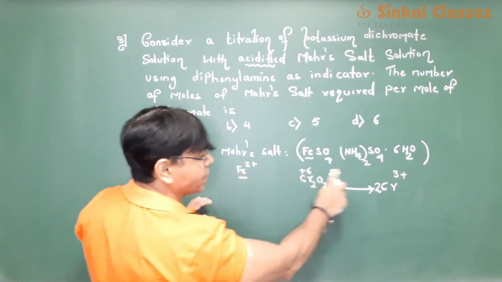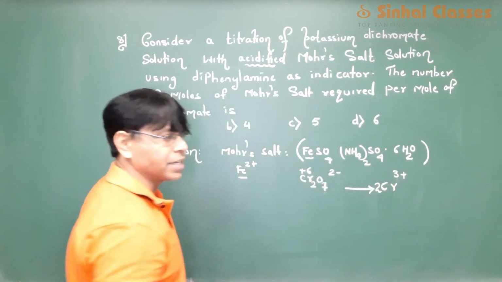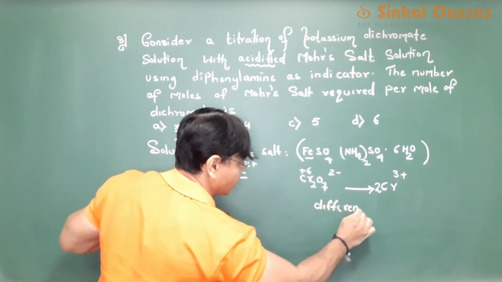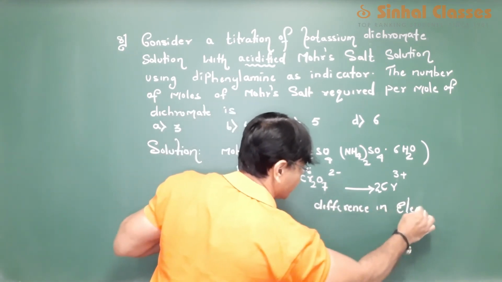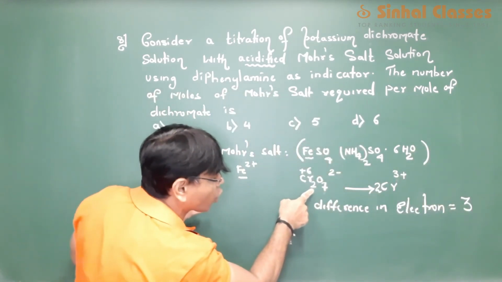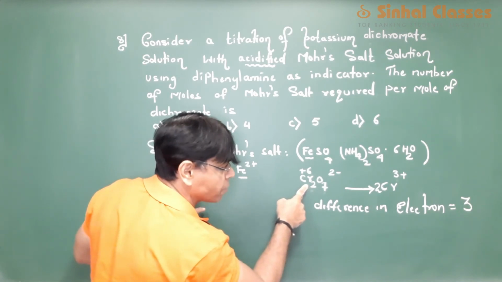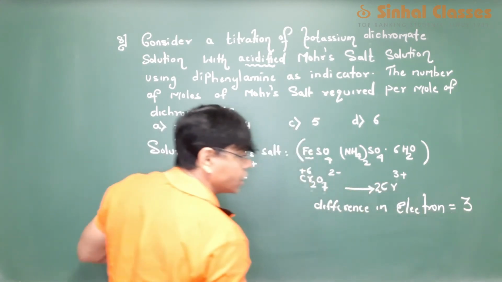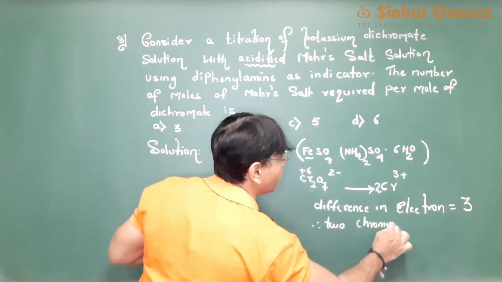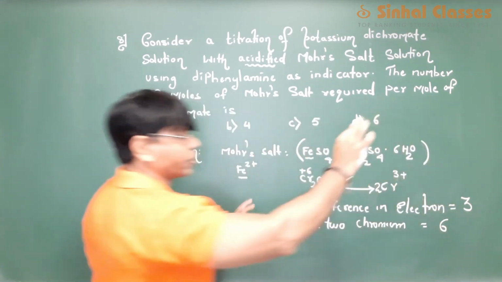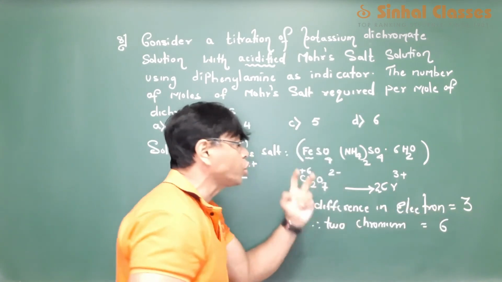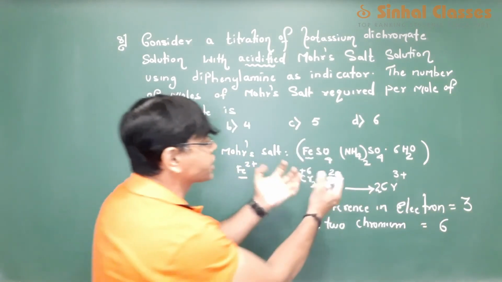So tell me, what will be the difference in electron? 6 minus 3. Difference in electron is 3. But then there are 2 chromium here. So for each chromium it is 3. So therefore for 2 chromium, the difference will be of 6 electron. That means each Cr will take 3 electron. So 2 Cr will take 6 electron. So it wants 6 electron.